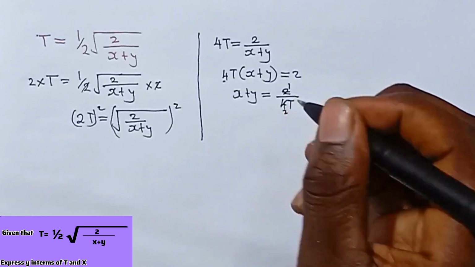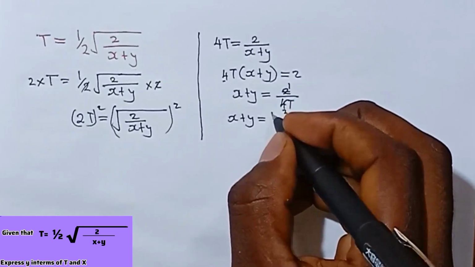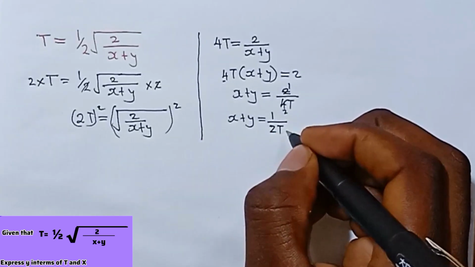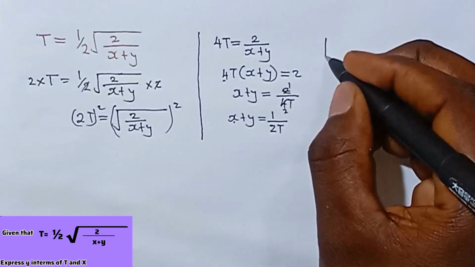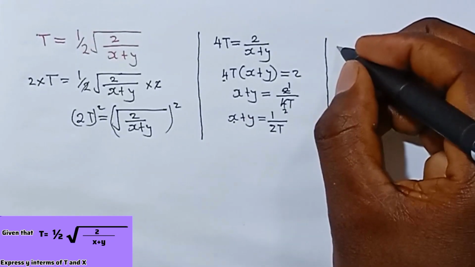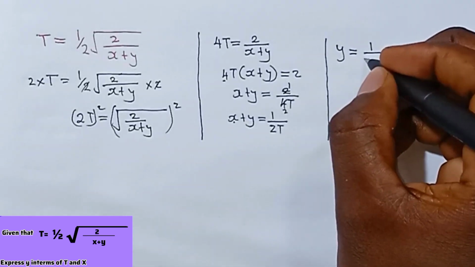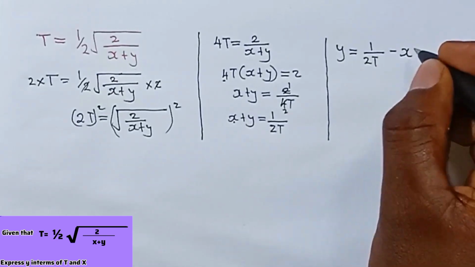which we are going to cancel by 2 in this one. So x plus y is equal to 1 all over 2t squared. So we take this x to the other side. So y is equal to 1 all over 2t squared minus x.